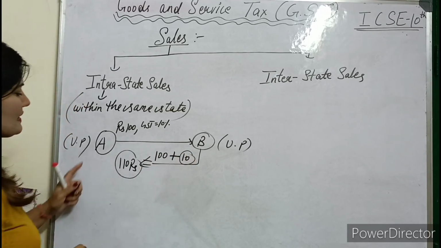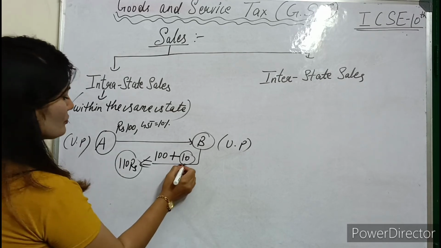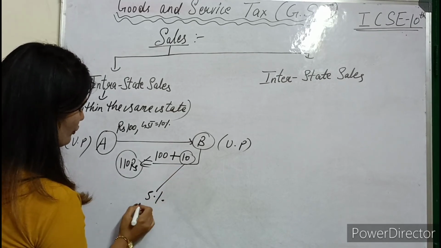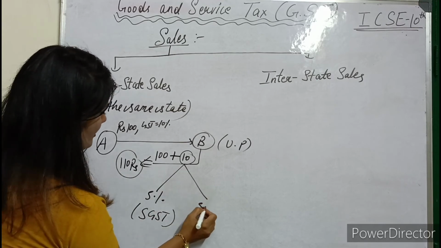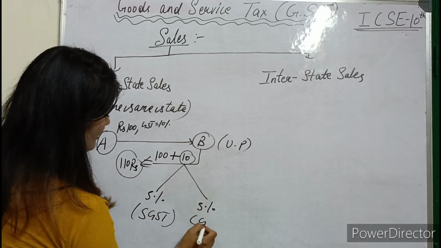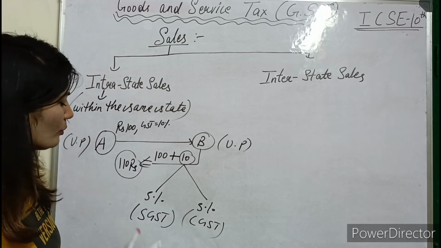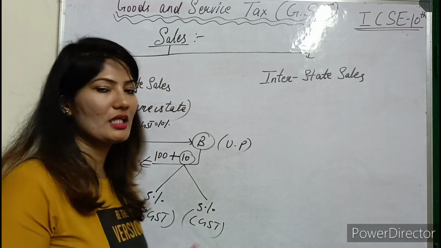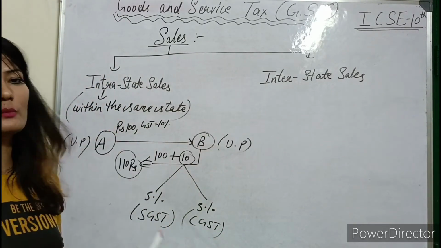In this case, person A will split this 10 rupees into two equal parts. So 5% will go to the SGST and the remaining 5% will go to the CGST. So basically the state government tax and central government tax are only applicable when the selling is going between two persons in the same state.